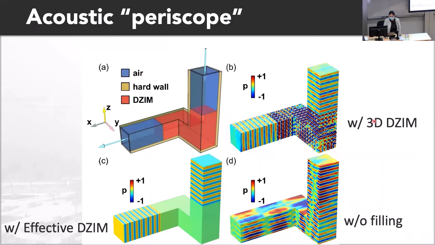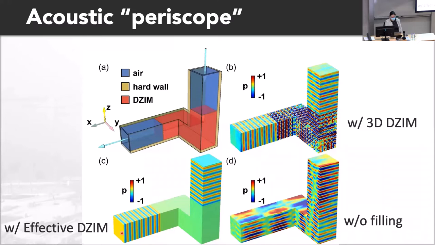Let's see this. These are the numerical simulations. The bottom one here means I just put an effective, uniform material with double zero index in the simulation domain. So you can see the wavefront beautifully recovers its original plane wavefront at the output.